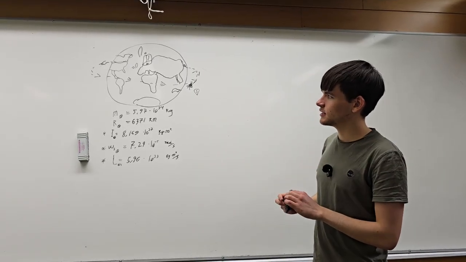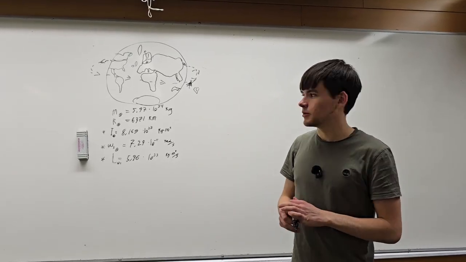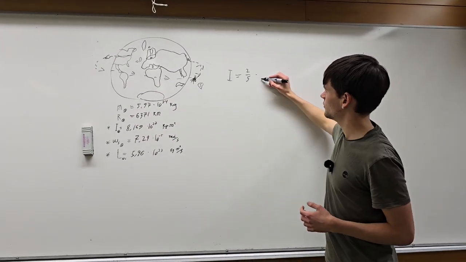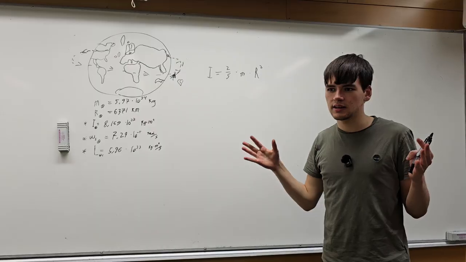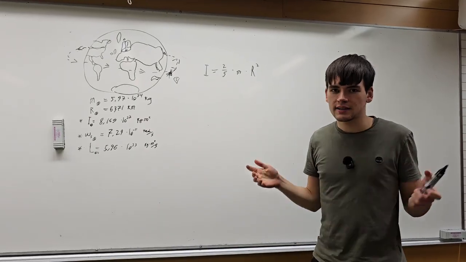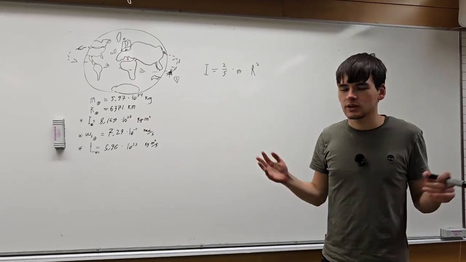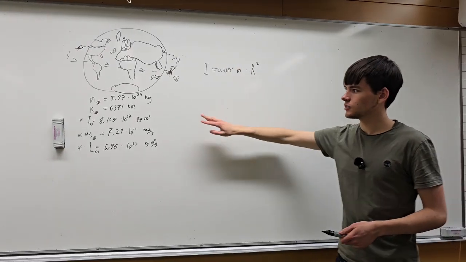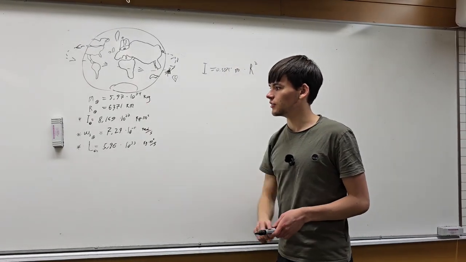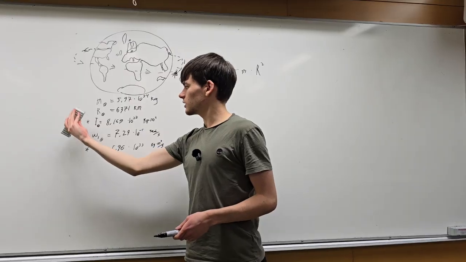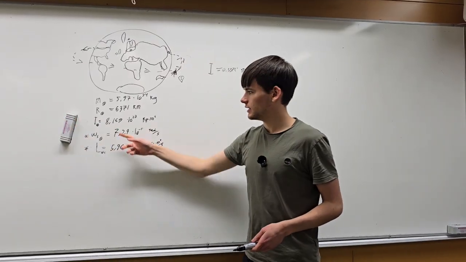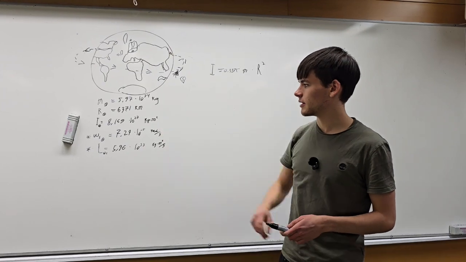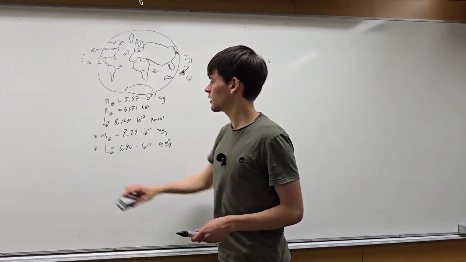And since the Earth is a sphere, and if we plug in our values for the mass of the Earth and the radius for the Earth, we get that the moment of inertia for the Earth is 8.1699 times 10 to the 37th kilogram meters squared.